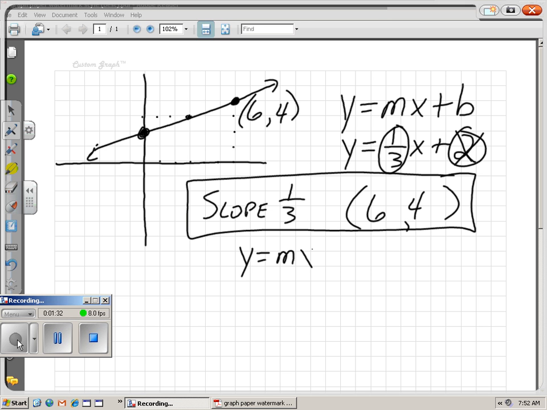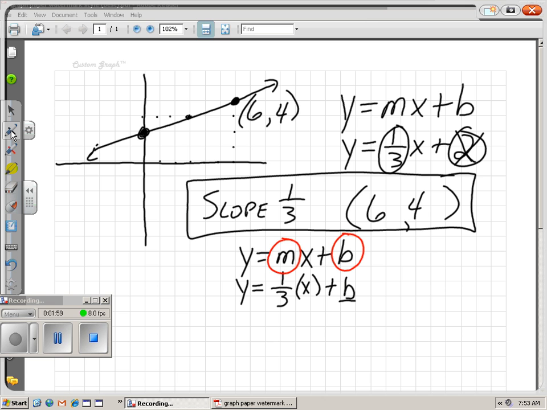You always start with y equals mx plus b. And let's put in what information we know. We know the slope is 1/3. So far we have y equals 1/3 x plus b. What else do I need? I need the b to write the equation. Remember, there's only two things you need to write an equation. You need the slope and the y-intercept. We have the slope. We've got to go find the y-intercept so we can write the equation.